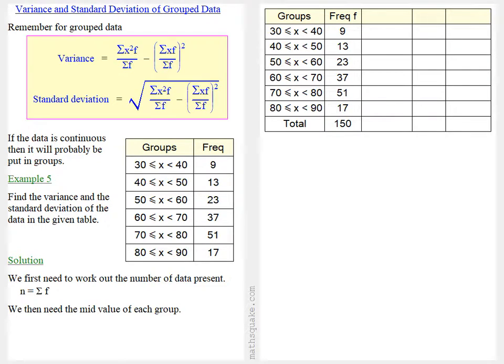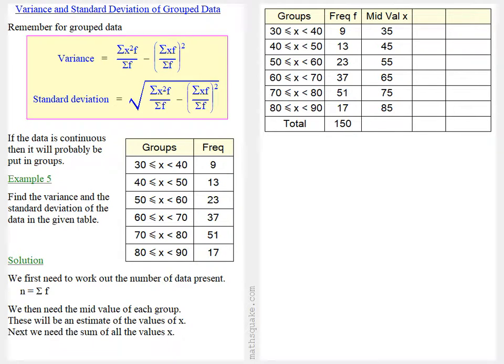We then need to work out the mid-value of each group. Now the mid-value of 30 and 40 is 35. The mid-value of 40 and 50 is 45, and so on. So the other values are 55, 65, 75 and 85. These are estimates of the values of x. Next we need to sum all the values of x.